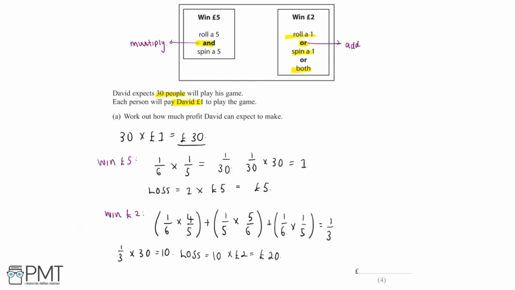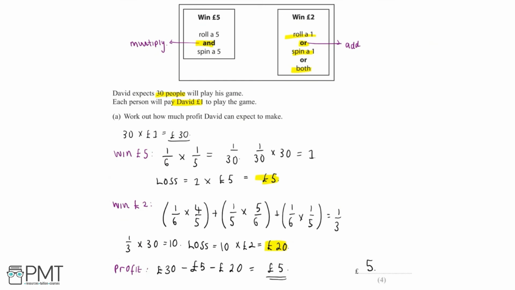Now we need to see how much profit David can expect to make. He starts off with £30, but then he loses £5 and then another £20. And so we can say that his total profit is equal to 30, take away £5, and take away another £20, which is equal to £5. So we can now say that David can expect to make a profit of £5.